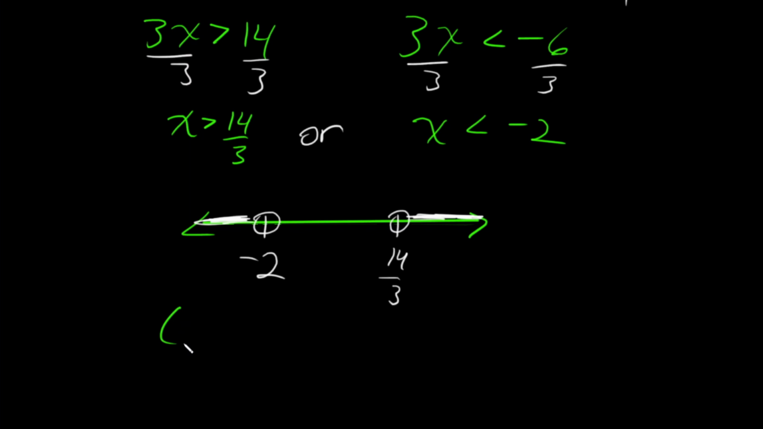With interval notation, we're going from negative infinity up to negative 2, not including the negative 2, so we'll need parentheses. Union, and we pick back up at 14 thirds. We'll use parentheses since we're not including it, comma, infinity.